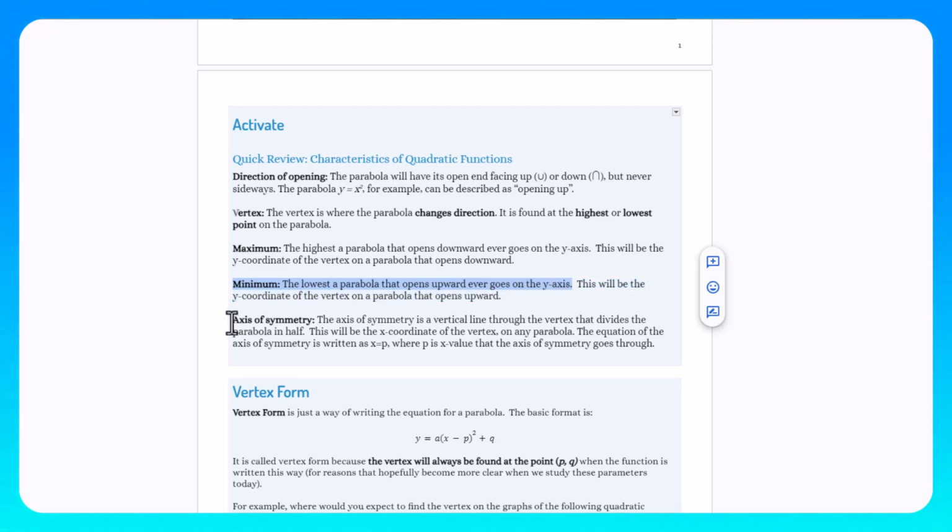And that imaginary line that cuts the parabola in two is called the axis of symmetry, and the equation of the axis of symmetry can be x equals p, where p is the x value the axis of symmetry goes through. In other words, it's a value on the x-axis.